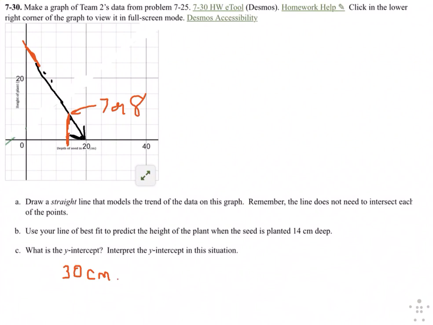And then it says interpret it. So what does that mean? So that would mean that at 0, if we left the seed on top of the soil, right at the soil, and we didn't plant it in the soil, that it would grow to 30 centimeters. That's what this graph tells us.